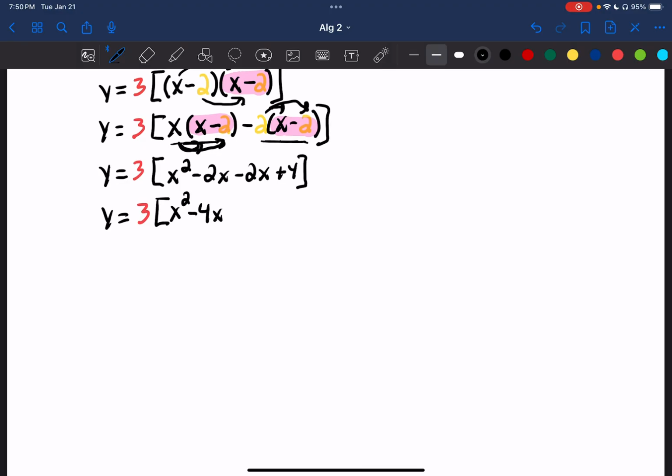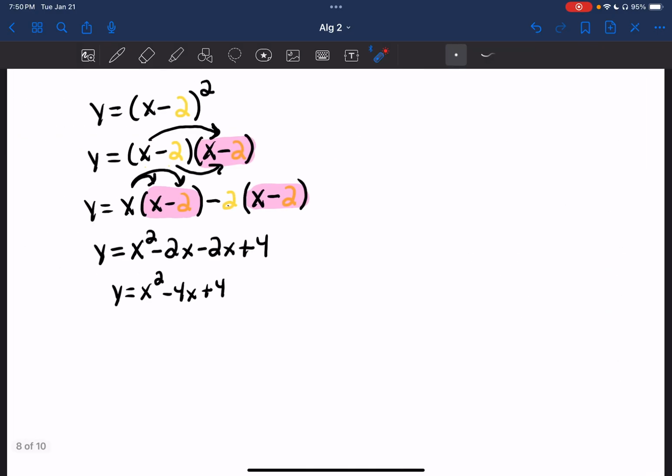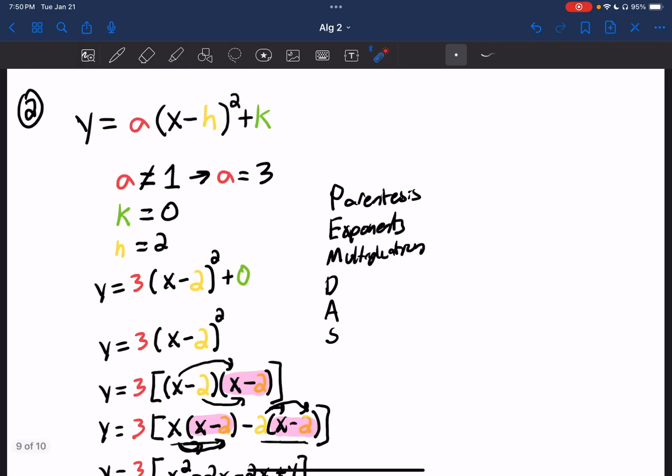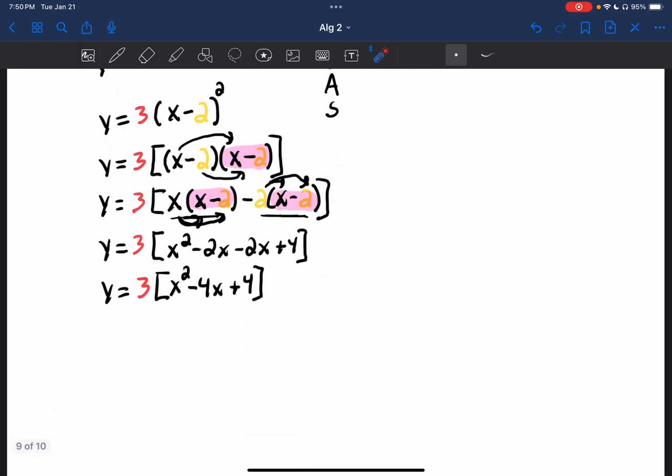So we combine like terms, you see -2x minus 2x is -4x, and we can add the 4. So now that we've done the double distributing to deal with the exponent, to deal with the x squared, now we're going to deal with our a. Now that we've done all this, we can distribute our a, we can multiply our a by this entire inner part, which we know is equal to this.